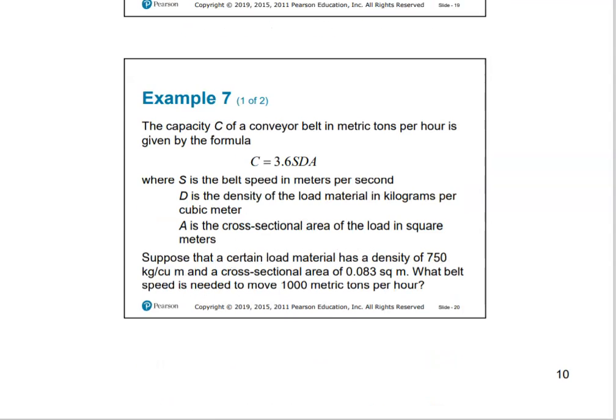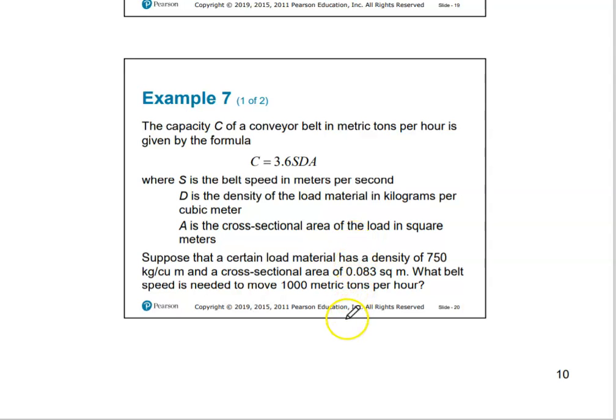Okay, the capacity of a conveyor belt in metric tons per hour is given by this formula. C equals 3.6 SDA. S is the belt speed in meters per second. D is the density of the load material in kilograms per cubic meter. A is the cross-sectional area of the load in square meters.